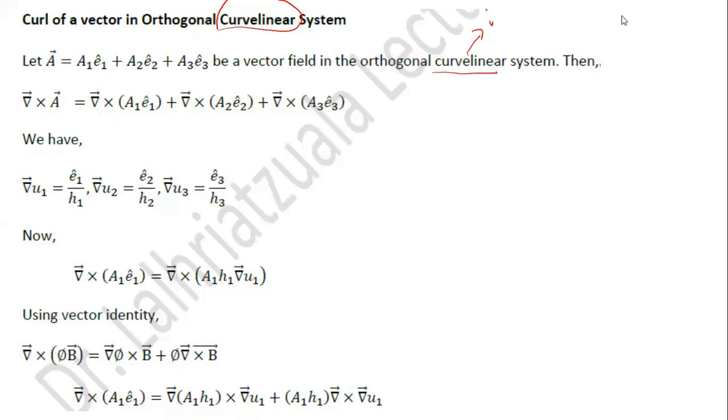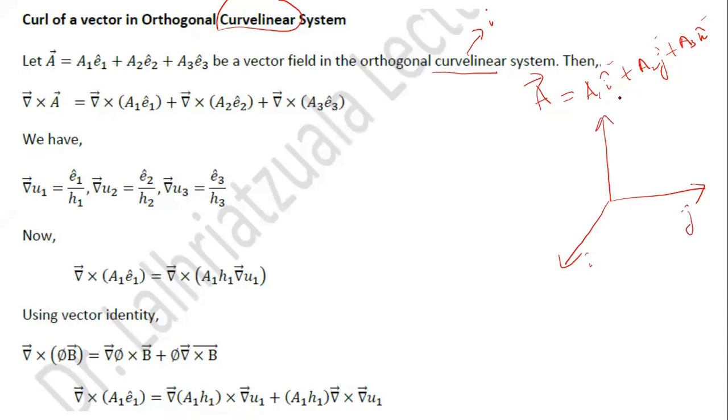Okay, so curl of a vector field. I think everybody knows that already in Cartesian system, your vector A is A1 i cap plus A2 j cap plus A3 k cap. Here i cap, j cap, and k cap are the unit vectors. A1, A2, and A3 are coefficients of i cap, j cap, and k cap, and they are actually the components of the vector A.